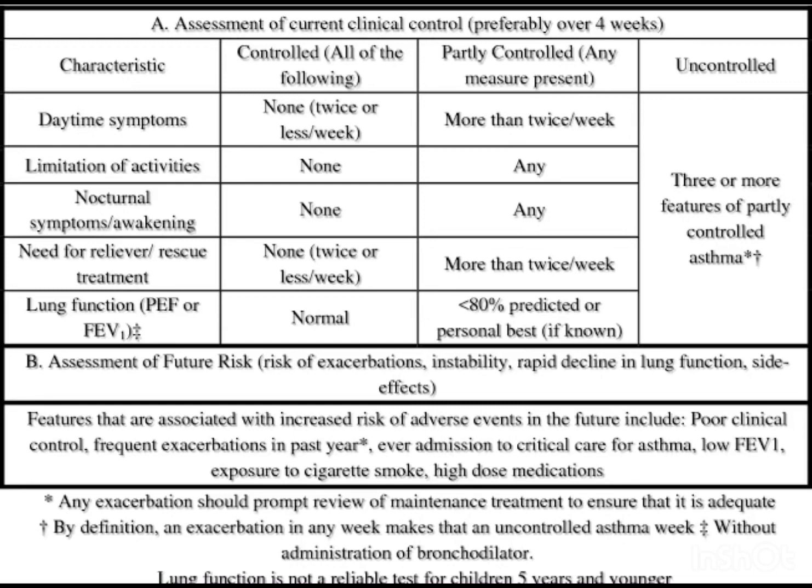Partly controlled is called when there are more than twice per week daytime symptoms, and the use of reliever medications is also more than twice per week, and there may be limitation in the activities or nocturnal symptoms, and the FEV1 is less than 80% of the predicted. While in uncontrolled asthma, there will be 3 or more features of partly controlled asthma.